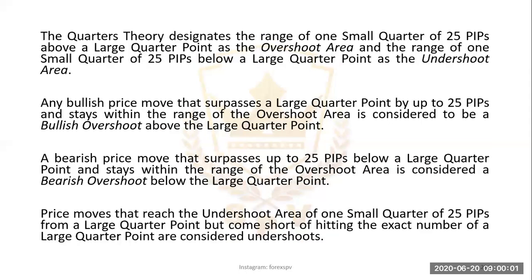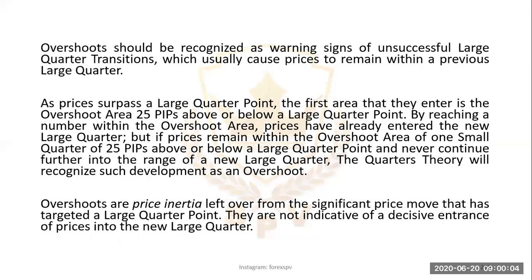So overshoots should be recognized as warning signs of unsuccessful large quarter transition. When price stays within the overshoot area, that should be a signal that the transition from one large quarter to the next won't be complete. And this causes price to remain within the previous large quarter. So you see price reversing to the previous large quarter.